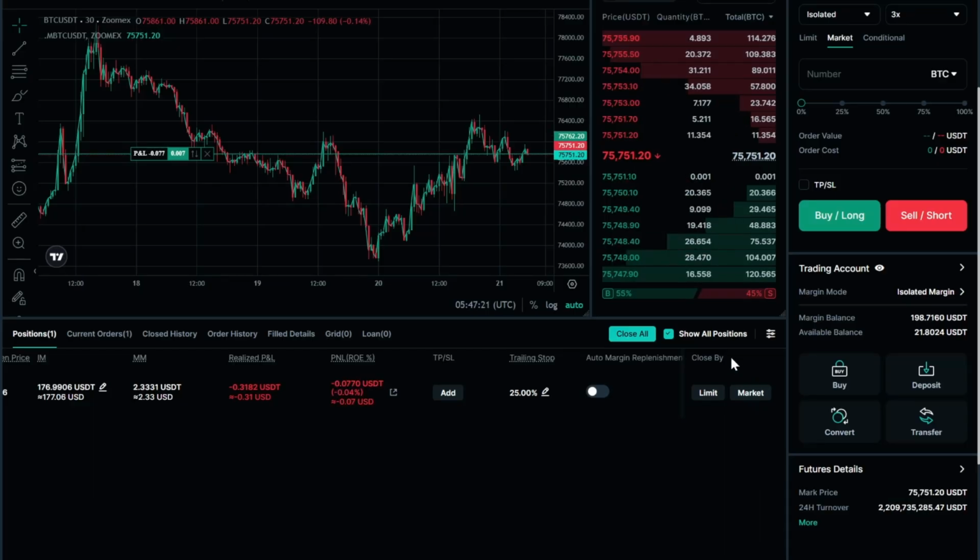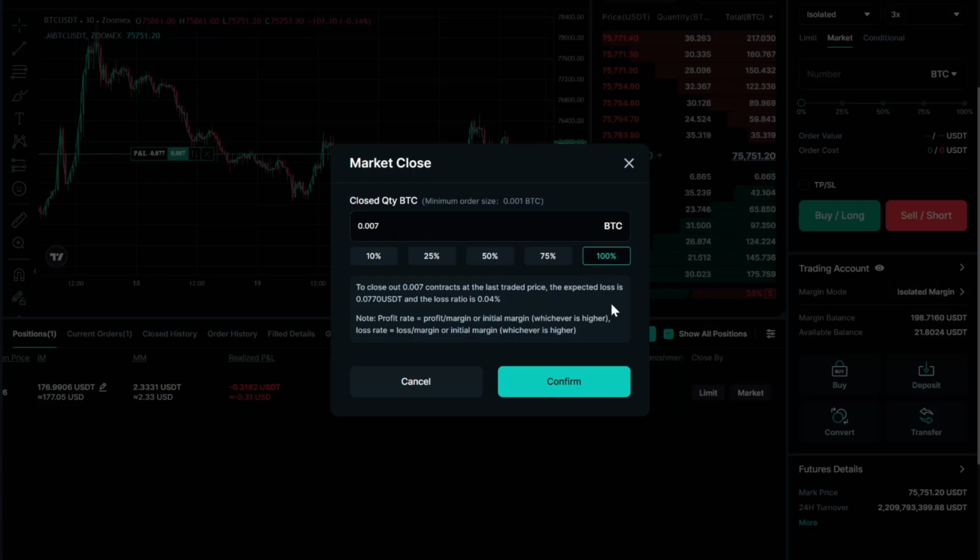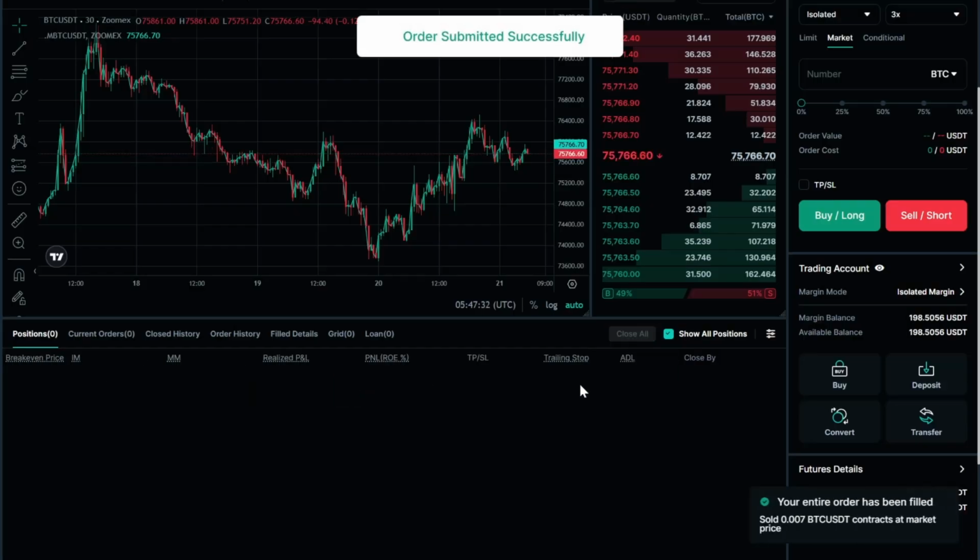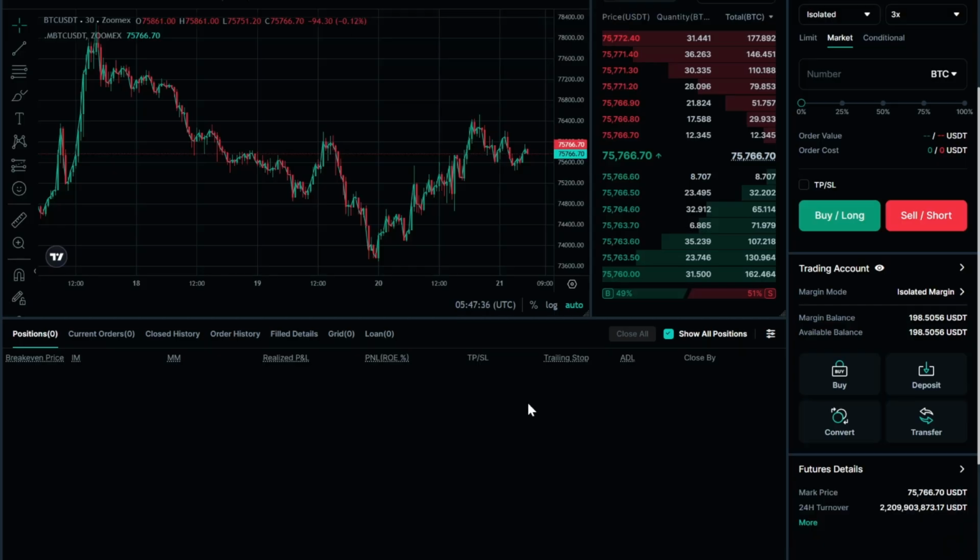We can either close with a limit or a market order. Again, for this tutorial, we are using a market order to get out of the markets fast. We are going to sell 100% of our position, and we are going to confirm this order. We can see that our entire order was filled, and we have successfully sold out of our position.